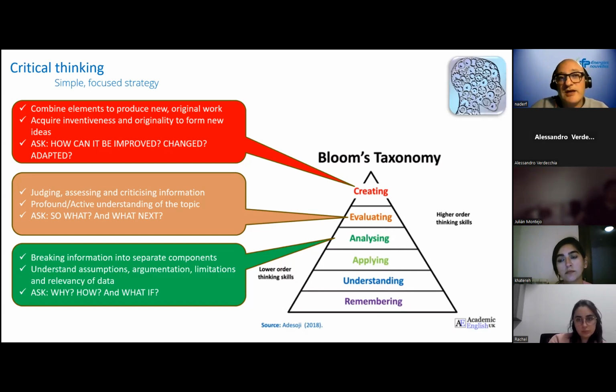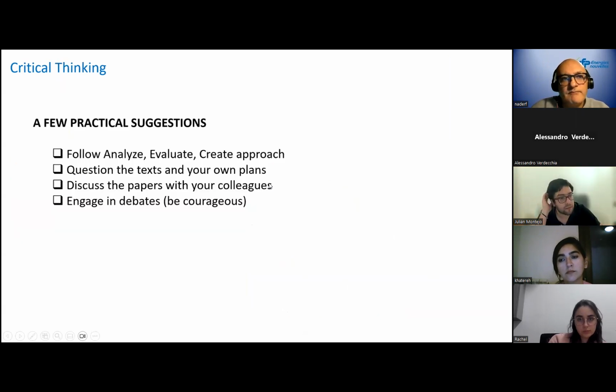And there you ask yourself, how can we improve what you know? How can we change? How can we adapt? So a practical suggestion for that part of critical thinking is to follow the analyze, evaluate, create approach. It will help. Question the text and your own plans. You read the text and you already have in mind what you want to do, right? So question this text. Is it robust? Is it good? And then question your own plans with respect to what you read.